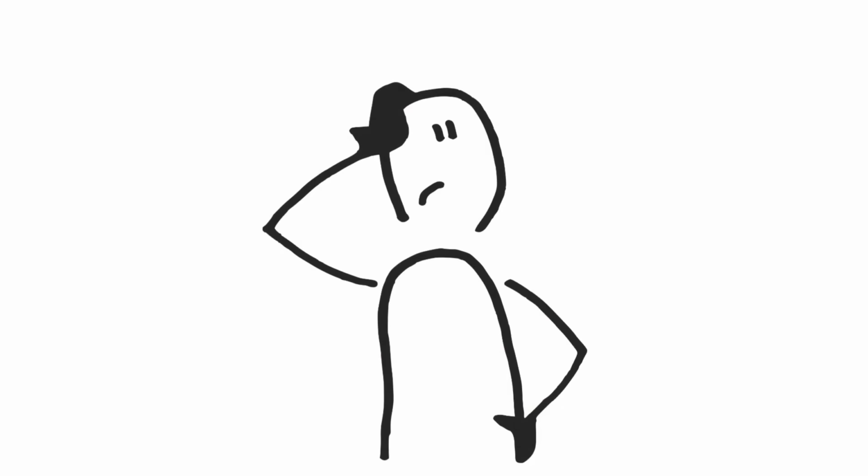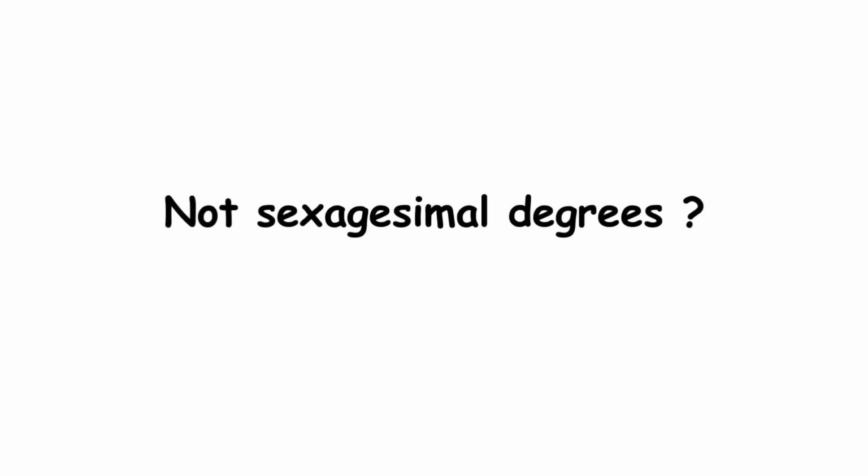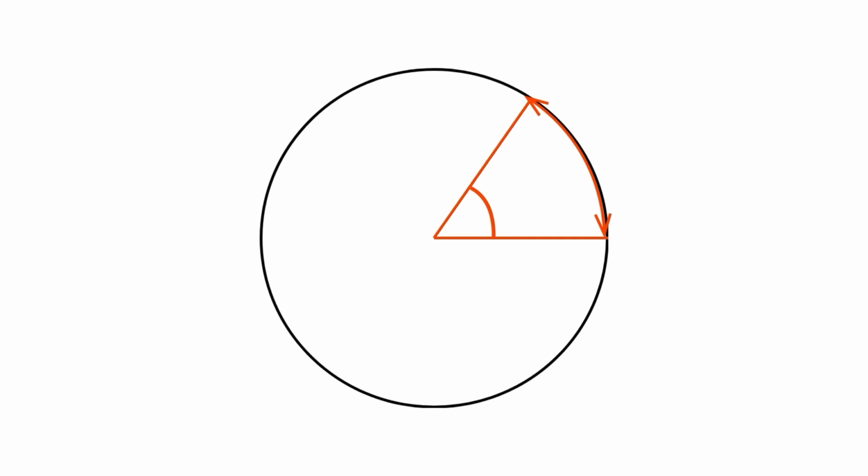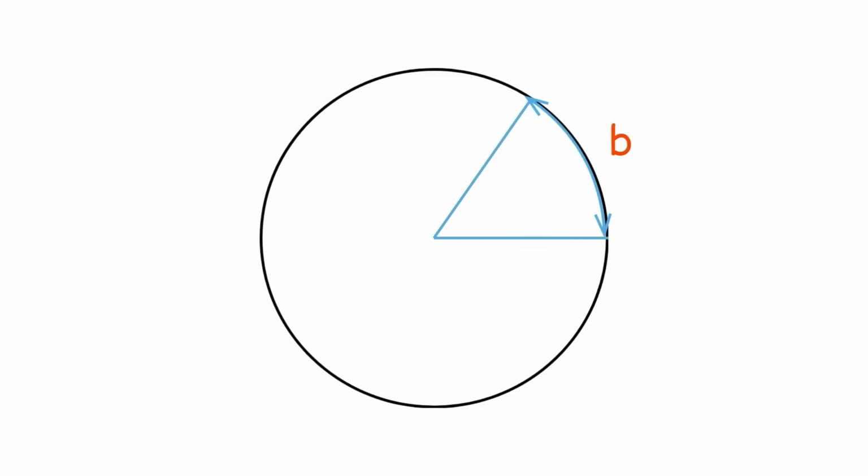So why do we use radians in calculus and not sexagesimal degrees? The answer: calculus uses radians instead of degrees because they can simplify formulas, especially when working with arc lengths.